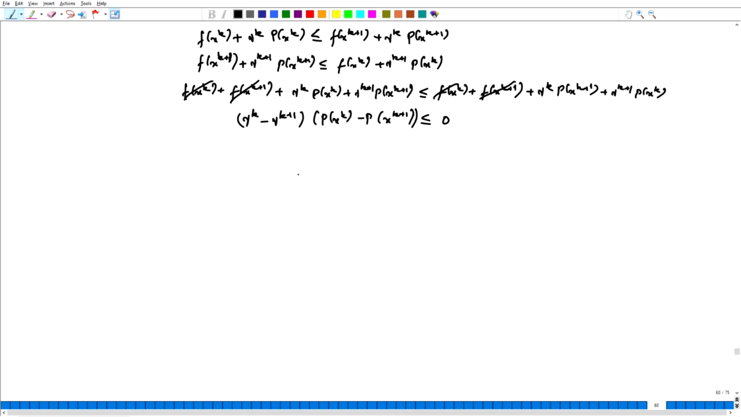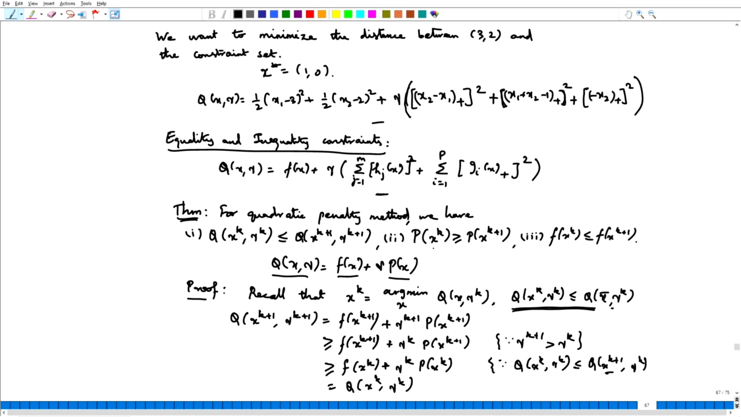So, we know that this is less than or equal to 0, or less than 0 in fact, because gamma_{k+1} is greater than gamma_k. So, the second factor has to be greater than or equal to 0. Therefore, we have p of x_k greater than or equal to p of x_{k+1}. So, that is what we had to prove. We have proved the second part as well.